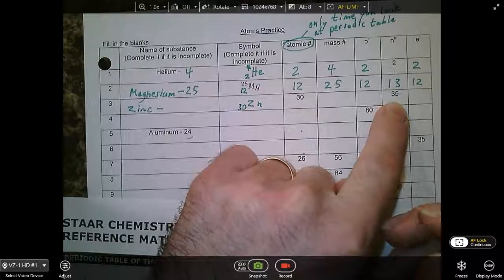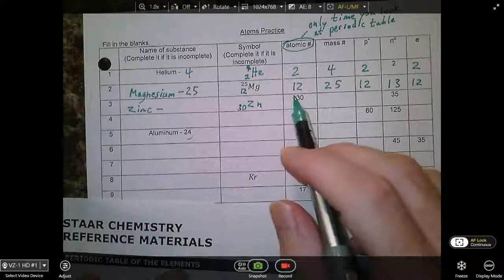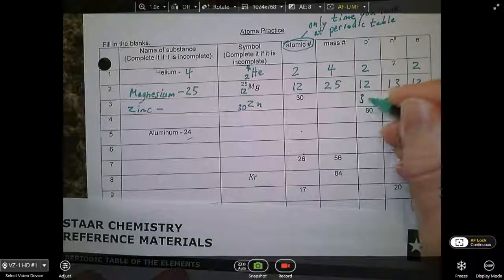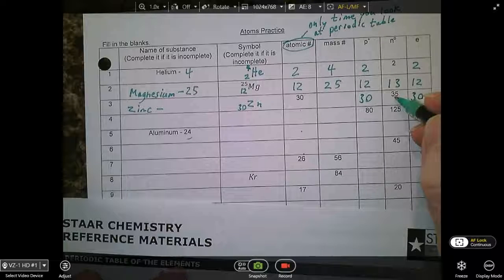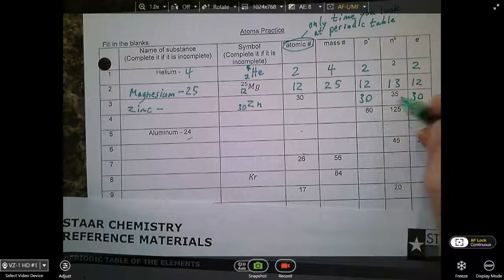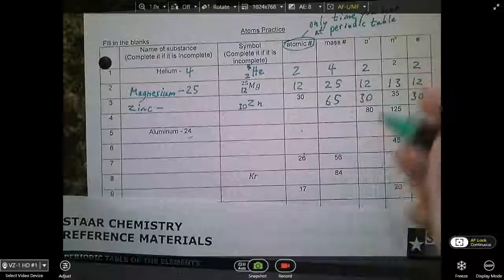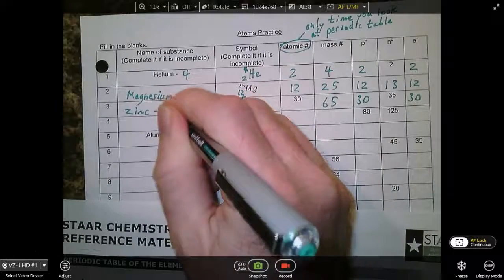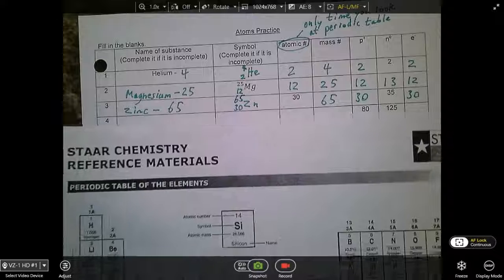Okay, I have 35 neutrons. Okay, well, I don't know the mass number yet, so I need to just start copying down. 30 atomic number is also 30 protons, 30 electrons. Okay, 35 neutrons, 30 protons. Add those together, you get 65 for a mass number. So now I can write 65 here, and I can write 65 here, and there you have your first 3 examples.